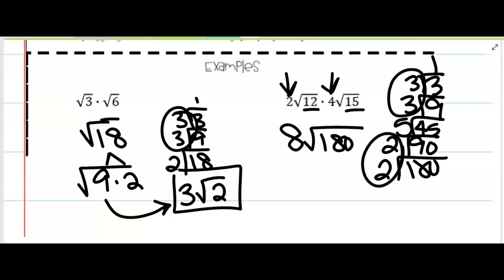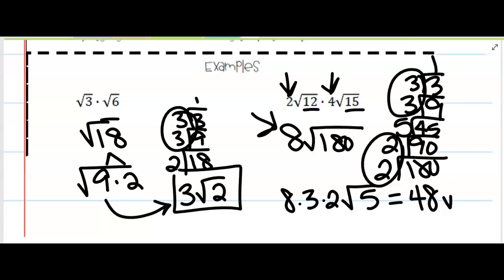Now remember from yesterday that yes, the pair of 3s comes out and becomes a 3 on the outside of the radical. The pair of 2s comes out and comes on the outside of the radical. But this 8 from the beginning is already outside the radical, so we need to make sure we include that as well. Now underneath the radical, I have that 5 that was left over that did not pair up with anything. So finally, to bring all this together, 8 times 3 times 2 gives me 48 square roots of 5. All right, let's go ahead and move on to examples.